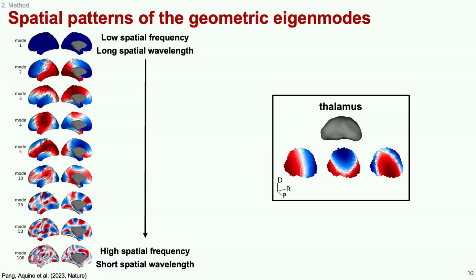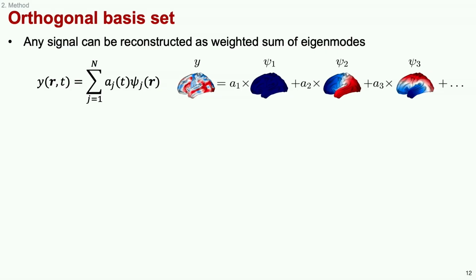One thing is that these eigenmodes form orthogonal basis sets. What do I mean by that? These modes are independent of each other. That means you can't represent one mode using other modes. However, because they are orthogonal and linearly independent, you can now represent any map defined on that surface that you have.